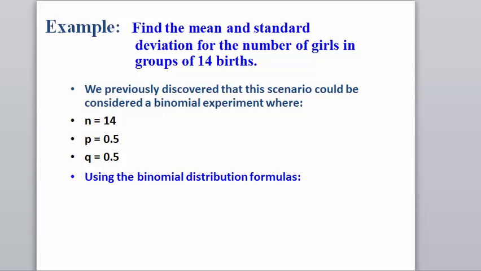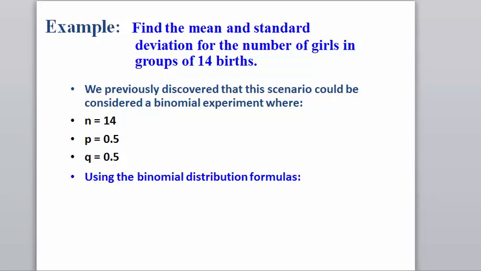So let's look at an example. If you'll remember, we talked about this number of girls problem before. So if we wanted to find the mean and standard deviation for the number of girls in a group of 14 births, before that would take us quite a while. Well, now we know that this is a binomial experiment.